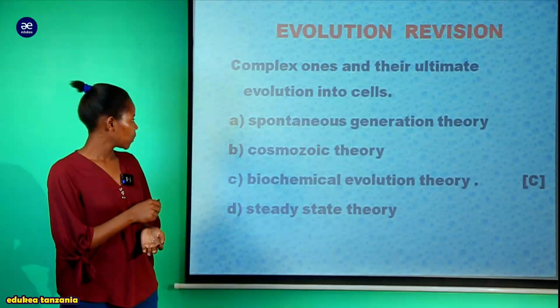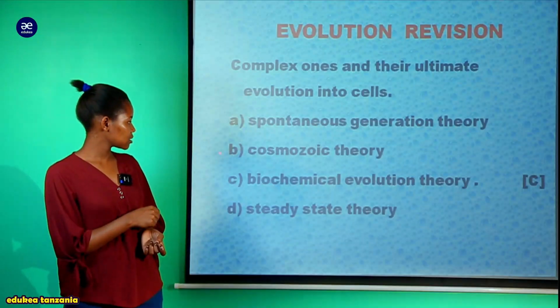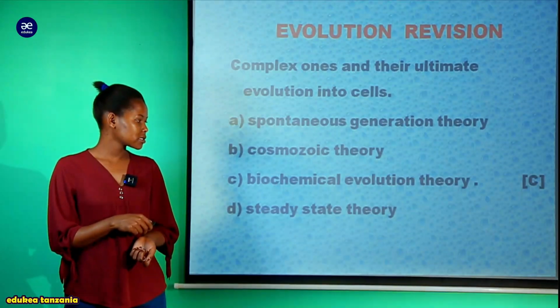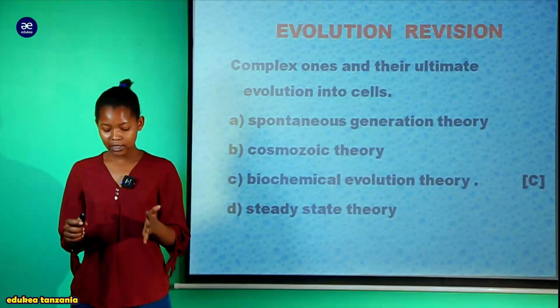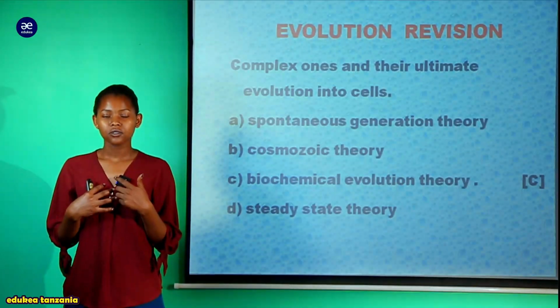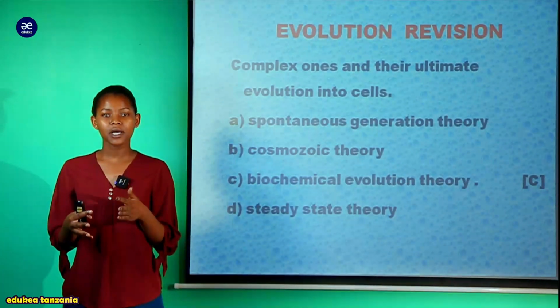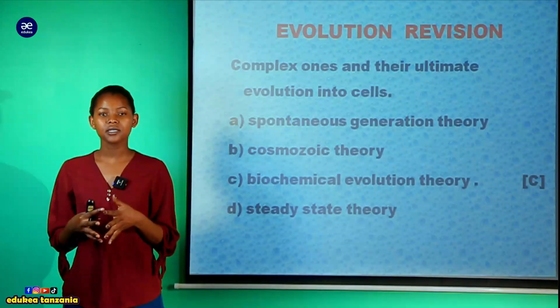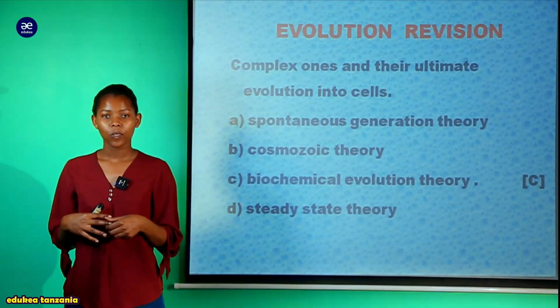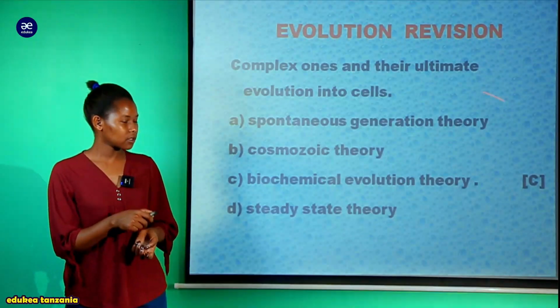We can see A is spontaneous generation theory, B cosmozoic theory, C biochemical evolution theory, and D steady state theory. Theory ambayo ilielezea about chemicals and their transformation to the more complex form as well as to the cells ilikuwa ni biochemical evolution theory, which is C as a correct answer.